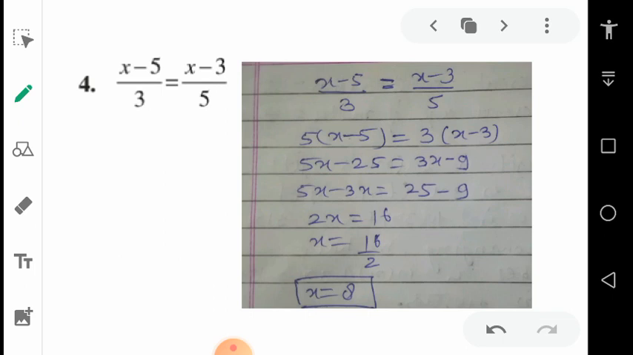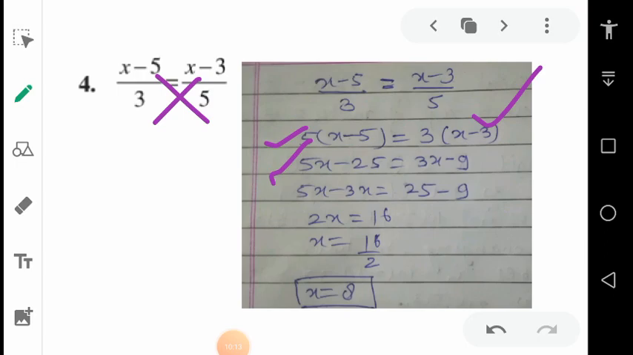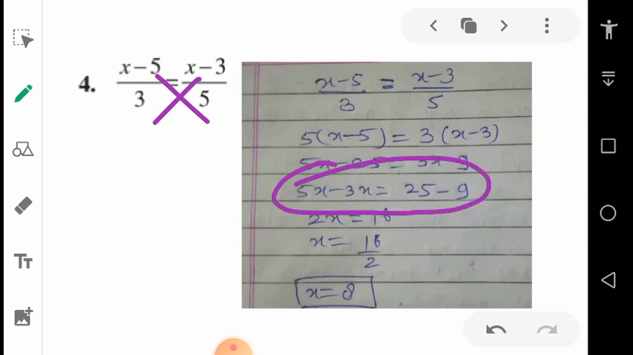So what is cross multiply? Multiply 5 by x minus 5, and 3 by x minus 3, in this way. So we multiply 5 by x minus 5 on the LHS, and on the RHS we get 3 multiplied by x minus 3. After simplifying, we have 5x minus 3x equals 25 minus 9. Now it is 2x equals 16 and x equals 8. So we found that x equals 8.